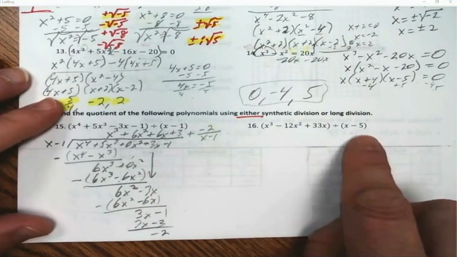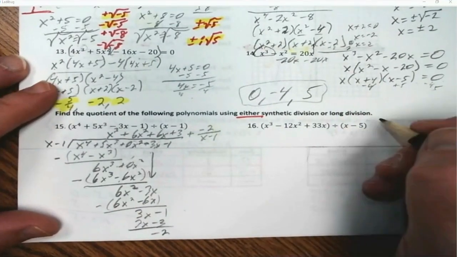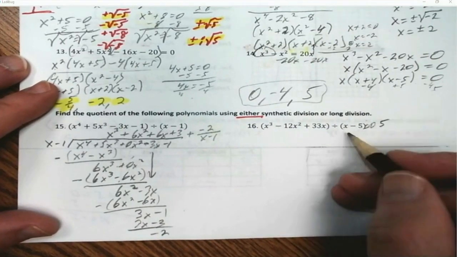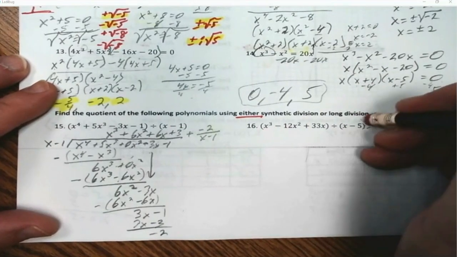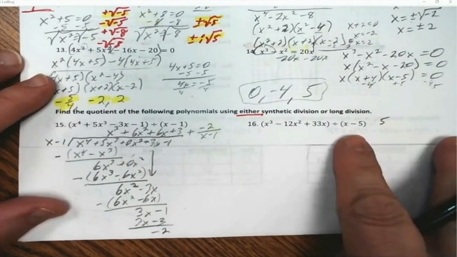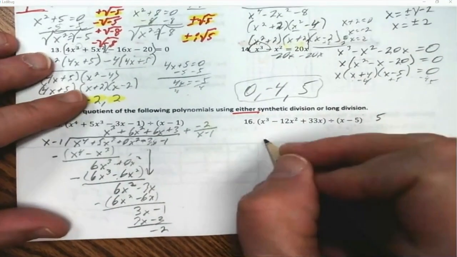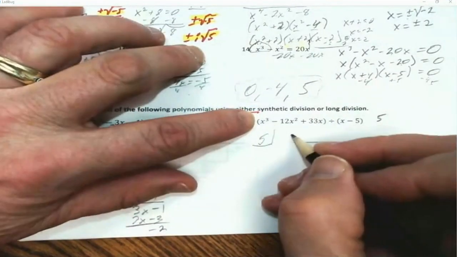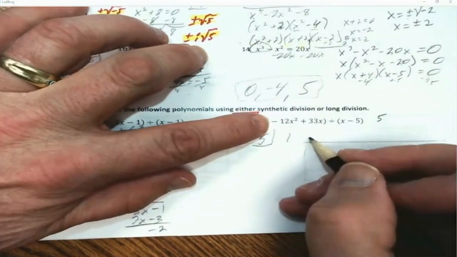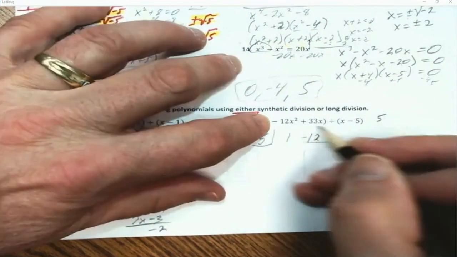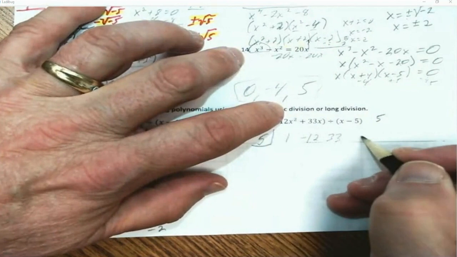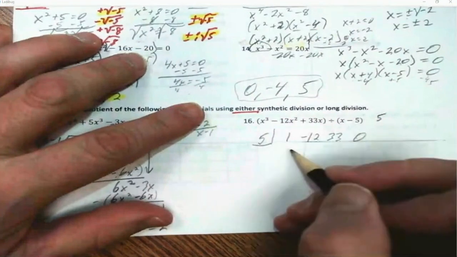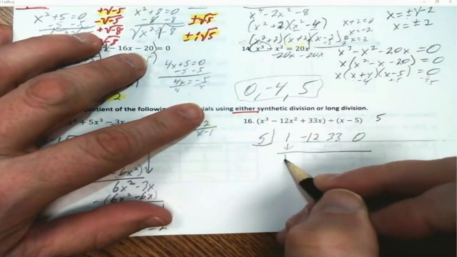Let's do this with some synthetic. Remember, if it's x minus 5, then we're dividing by 5, because x minus 5 equals 0 would make x equal 5. 5 is the zero. With synthetic division, you're dividing by what the zero solution is, which is a positive 5. So 5, and we take just the coefficients. We have 1 x cubed, we have negative 12 x squared, we have 33 x, and we have a constant of 0. With synthetic division, the first number just comes down.